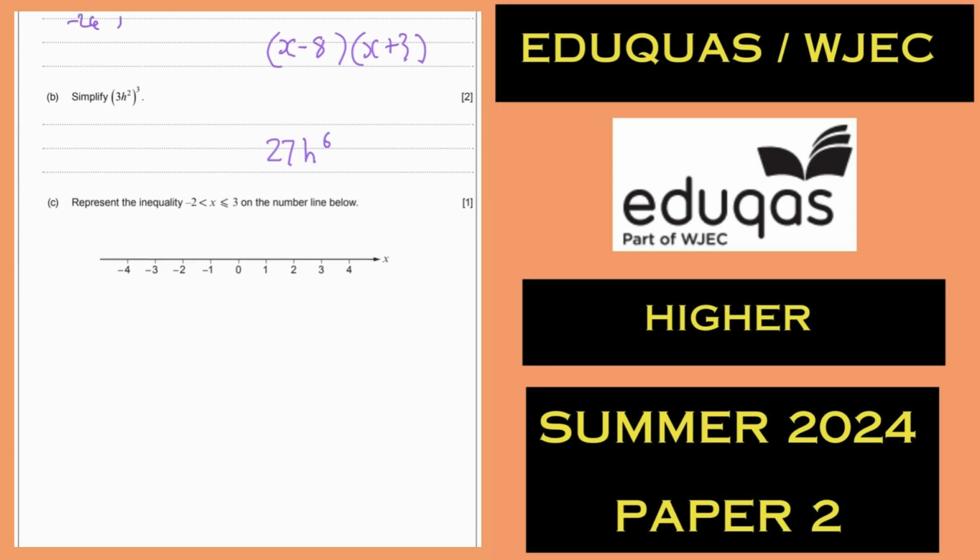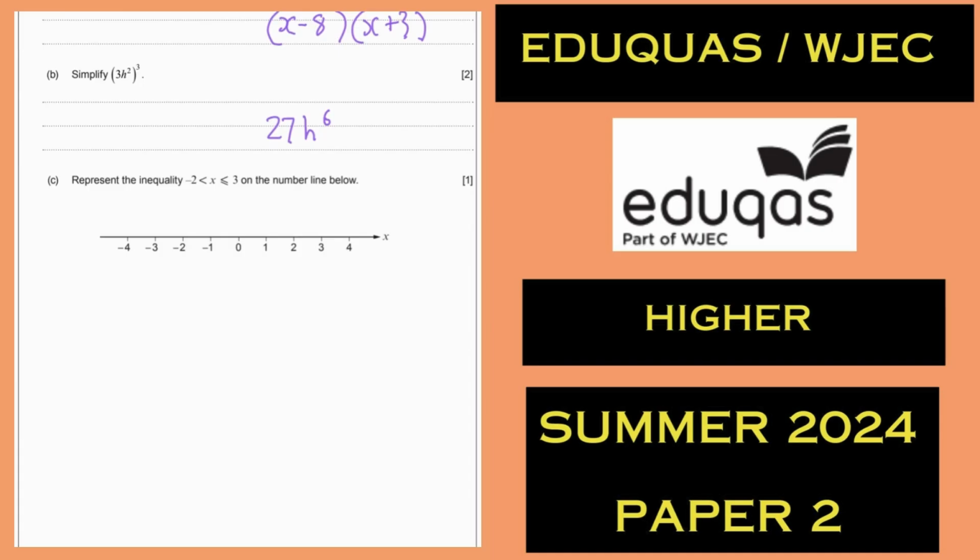Inequalities on a number line. You need circles on, or above, or below -2. I always go for above. And 3. The one at 3 must be a closed circle, so shade it in. And you join them up, freehand or ruler. You don't need the arrowheads, but you can if you like.